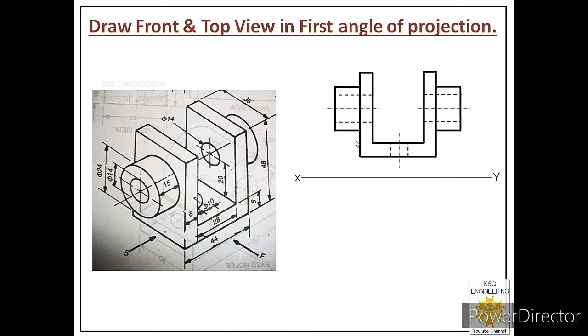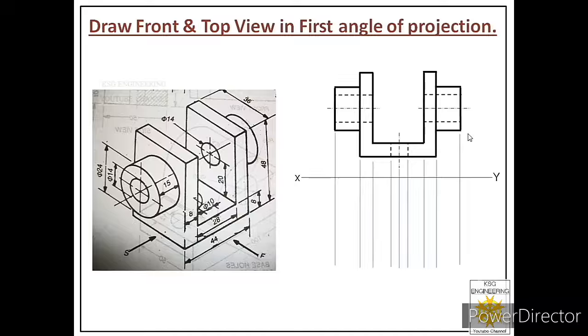Now the next step is, from all the points of the front view, we need to draw continuous thin lines in downward direction. These lines are called as projectors or projection lines. These projectors must be continuous thin, and these should be parallel to each other and perpendicular to the reference line. Now after drawing the projectors, we have to work for the top view. Now let us see how we have to find its top view.